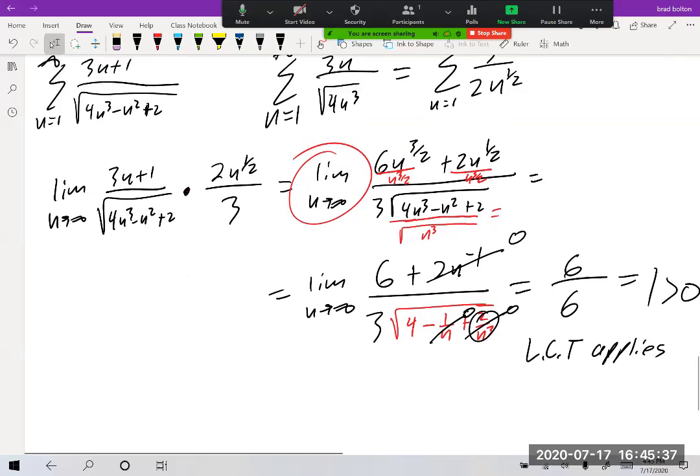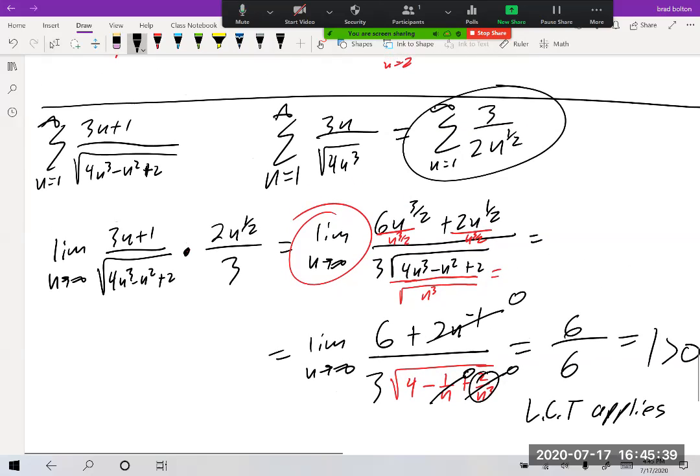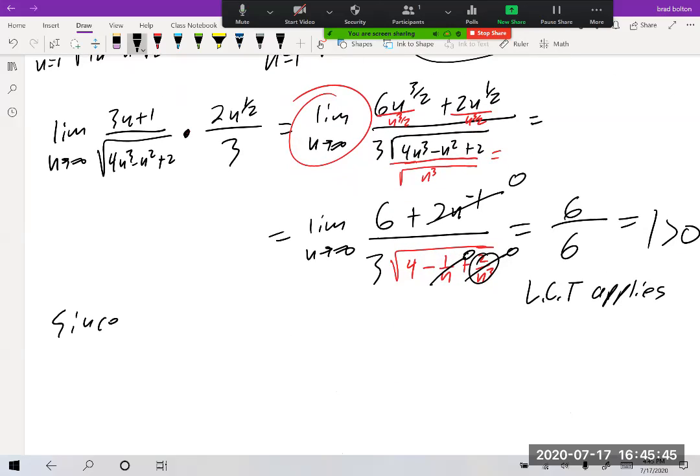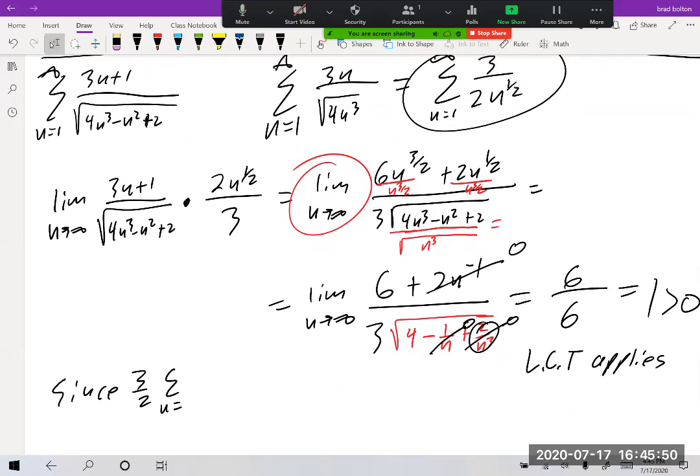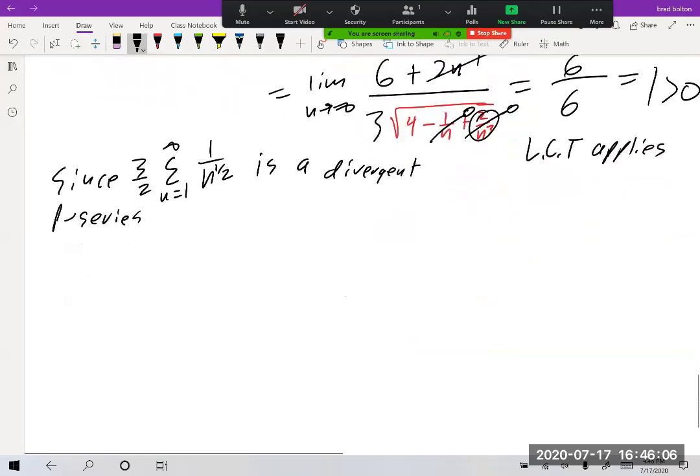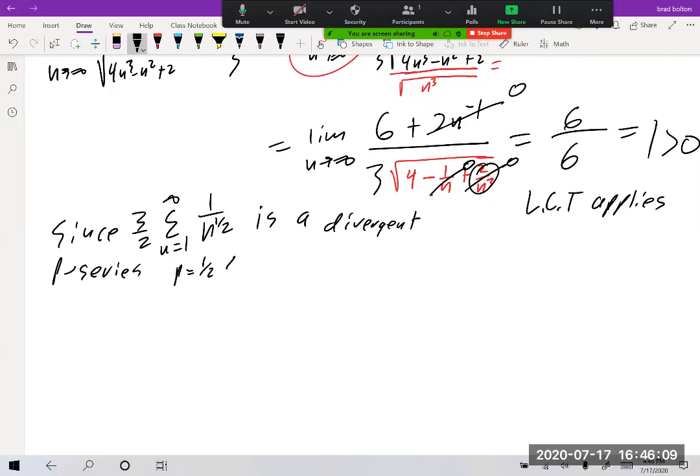So now what I get to say is, what do I know about this series? Well, I know that it is a divergent p-series. We can say, since the sum from n equals 1 to infinity of 3/2 times 1 over n to the 1/2, I just pulled the 3/2 out because it's a constant, is a divergent p-series since p equals 1/2, which is less than 1, and we know that that is what makes it a divergent p-series.